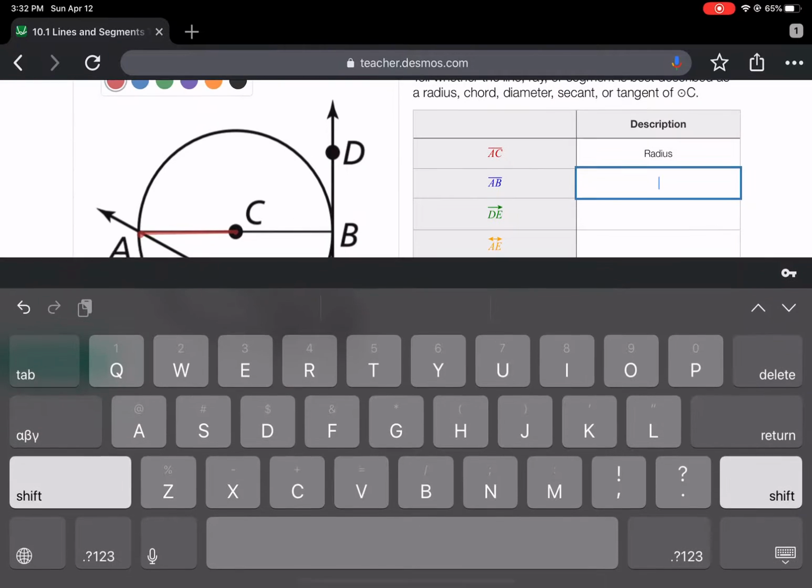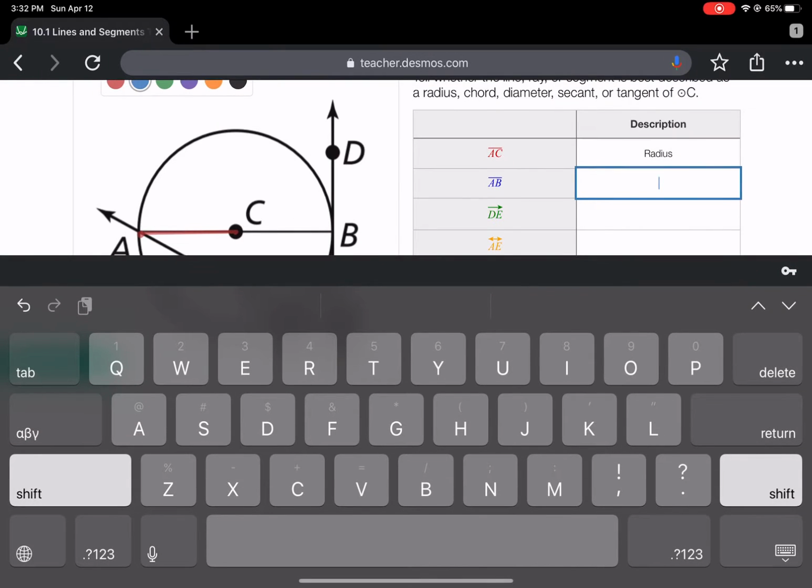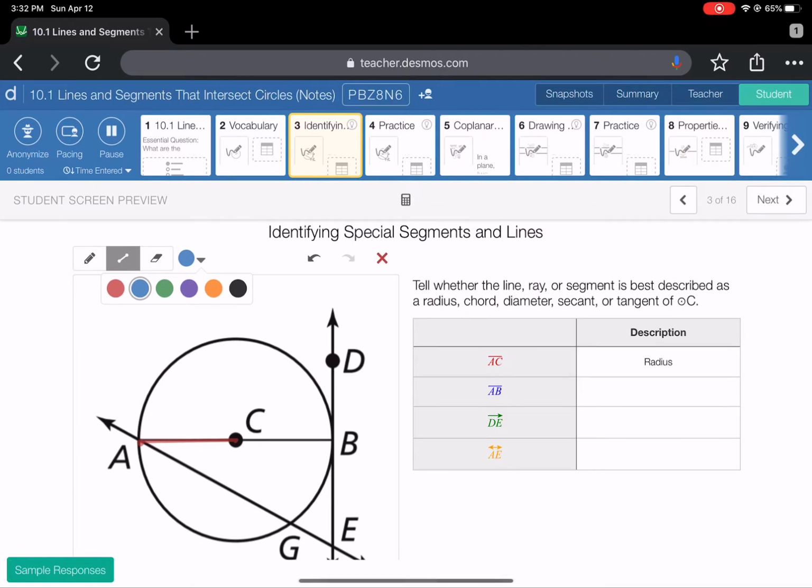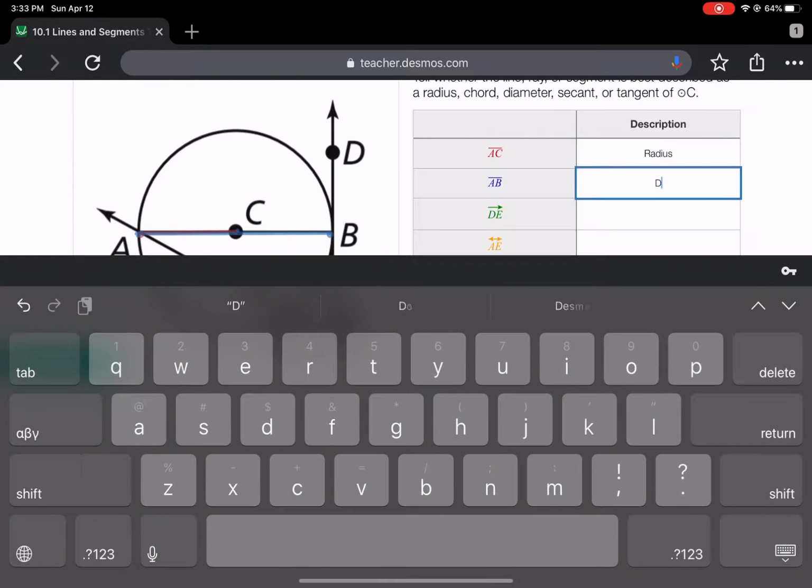All right, AB, so let's go ahead and find AB. From A to B, it is also a segment, and it is at the edges of the circle. So it could be a chord, right? But if we notice here in the middle, it passes through the center. So this is the diameter of the circle.